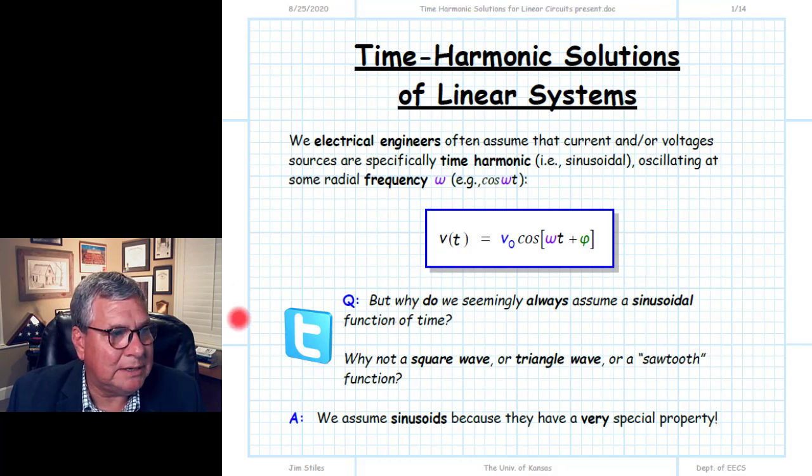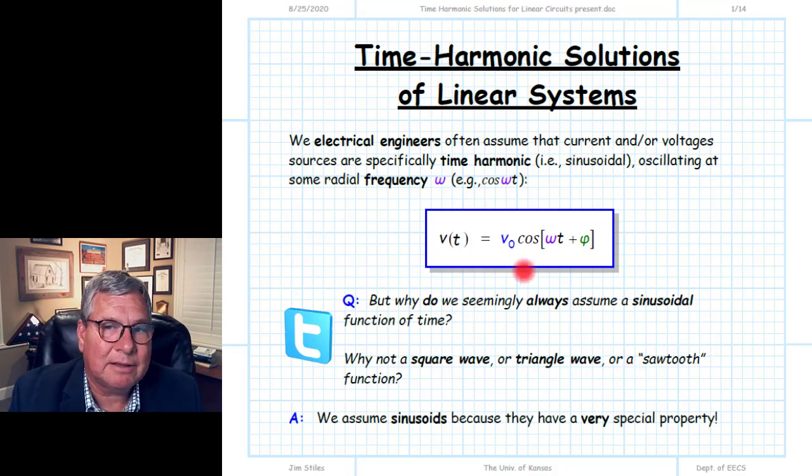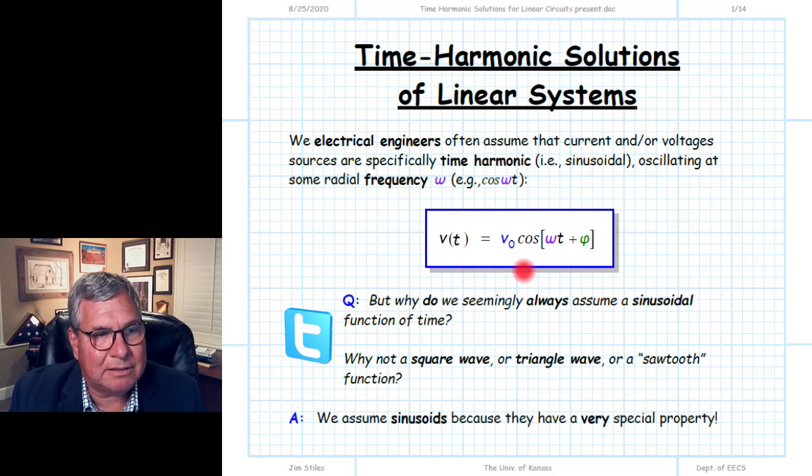Now, one of the students here that's listening tweets in this question. They say, why do we always seem to use sinusoids in electrical engineering? Why don't we use some other function, square waves or triangle waves or some other smooth function of time other than sinusoids? Are we just nerdy engineers who like the concept of using trig functions whenever we can? Well, it turns out there's a very important reason why we use sinusoids, and they are ubiquitous in electrical engineering.